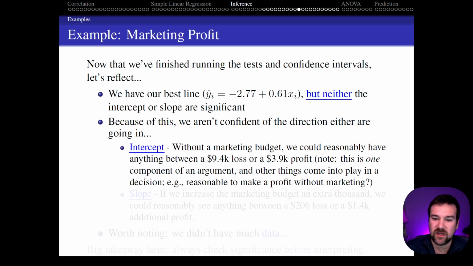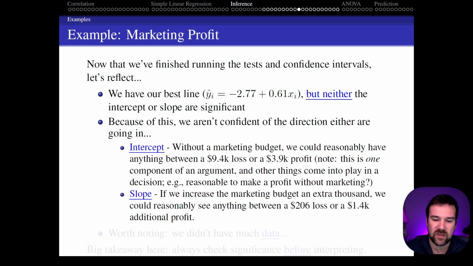So for the intercept, diving in based on the confidence interval, again, we could reasonably have anything between a $9,000 loss or a $4,000 profit without a marketing budget. That's my intercept interpretation. Again, this is one component of an argument, so other things come into play. Hey, could we have any profit at all without a marketing budget? Maybe, maybe not. There's a whole ton of things that go into this, but this is one component, kind of the naive interpretation, and we can upgrade from there.